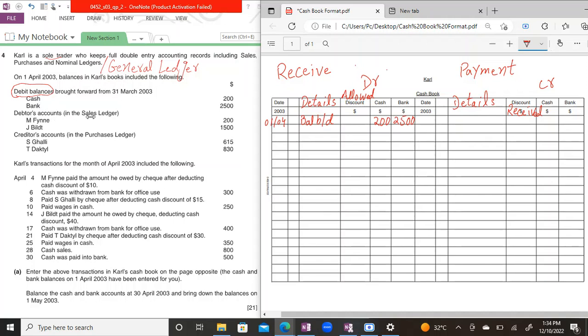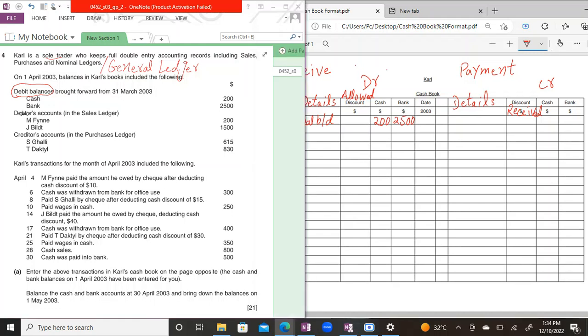Now after this, we have further information: debtors account or sales ledger. Another name for the debtors account, debtors, they are also called as trade receivables or accounts receivable. So all three names are used.